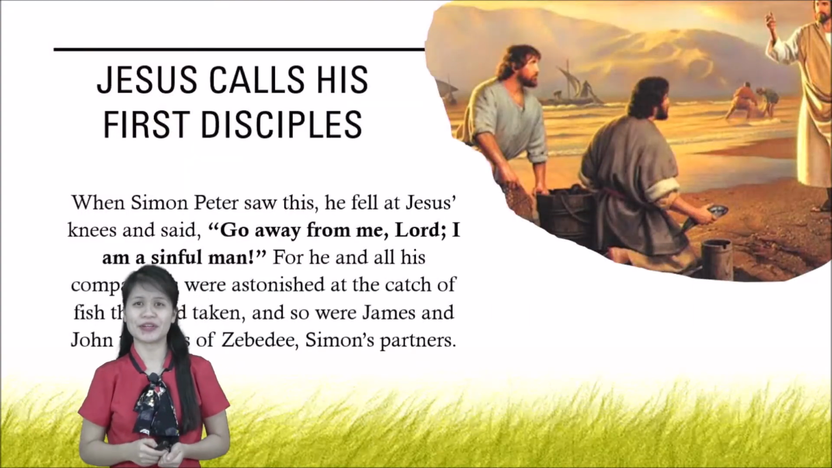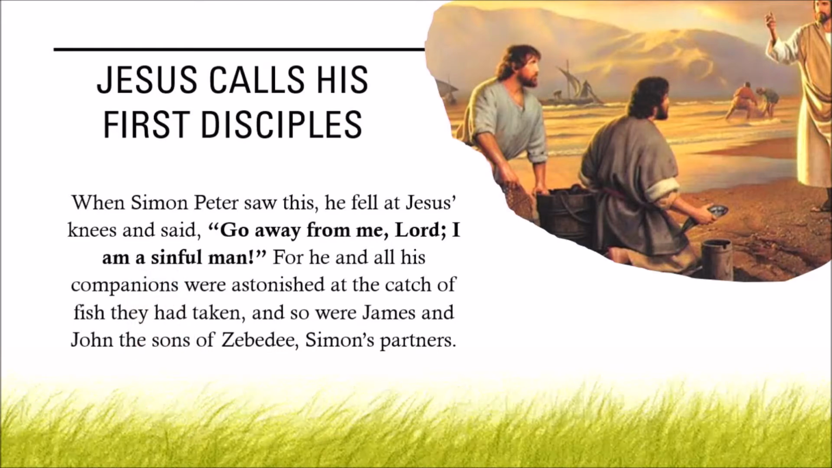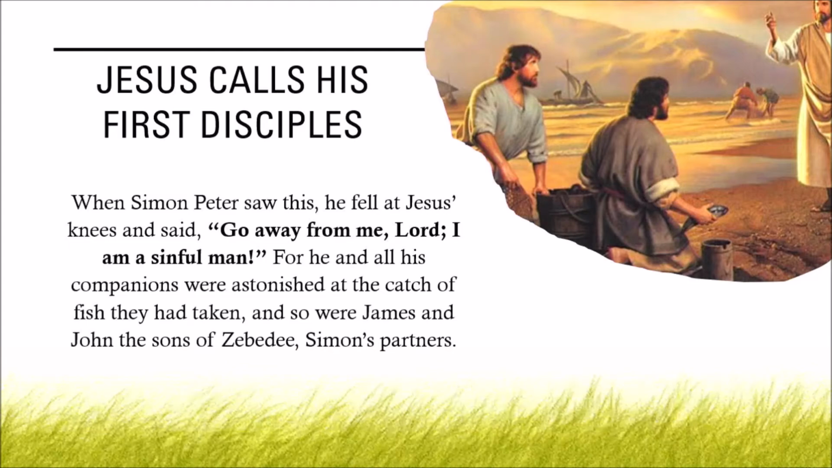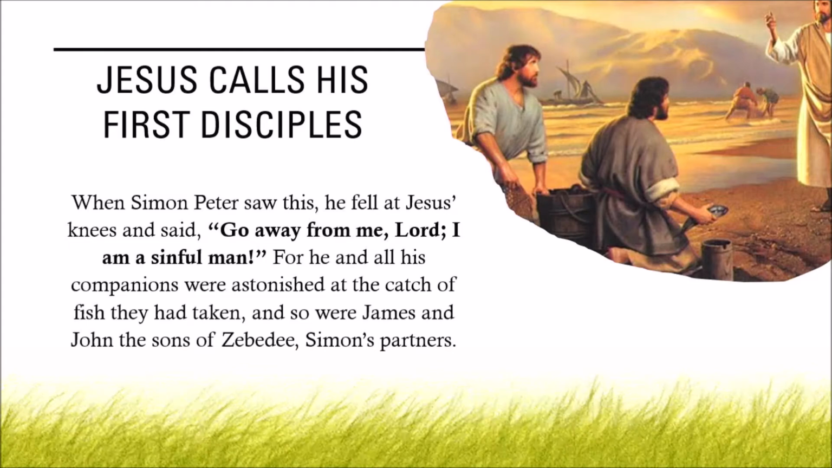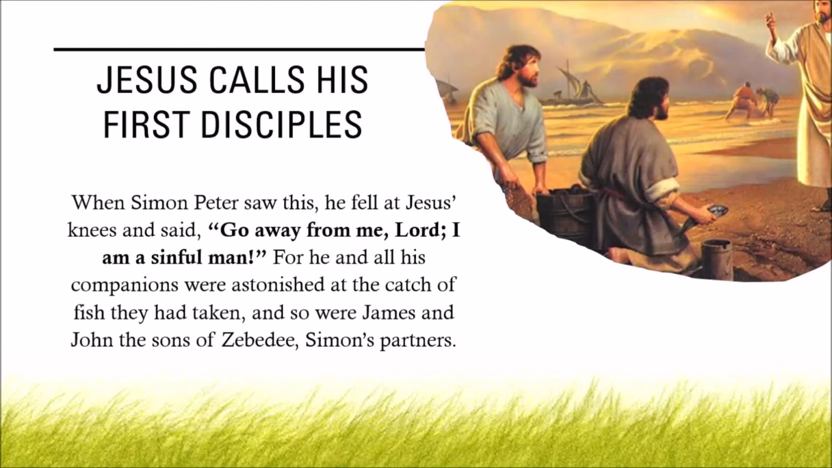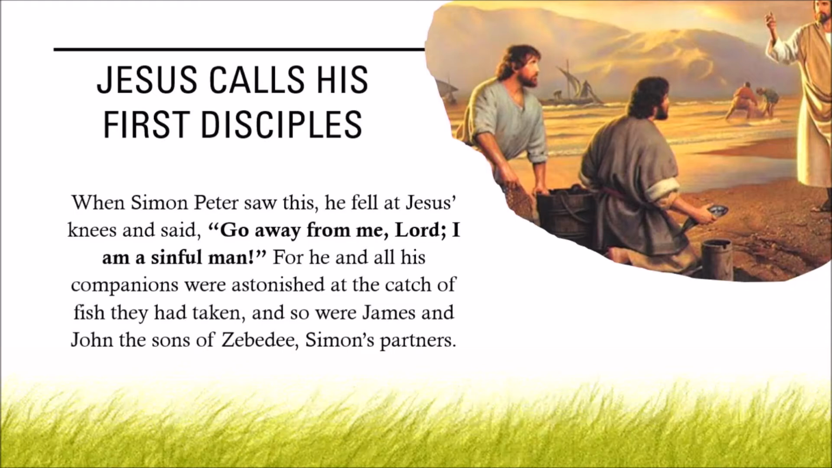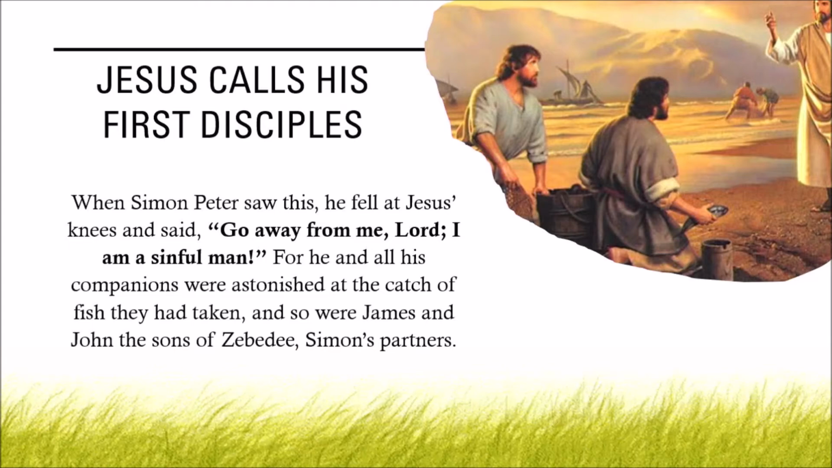When Simon Peter saw this, he fell at Jesus' knees and said, "Go away from me, Lord. I am a sinful man." For he and all his companions were astonished at the catch of fish they had taken. When we say astonished, they were so amazed. They were so impressed by what Jesus showed them, because they never thought they could get much more fish than they could imagine, just because Jesus told them to put their nets in the deep water. And let's continue.